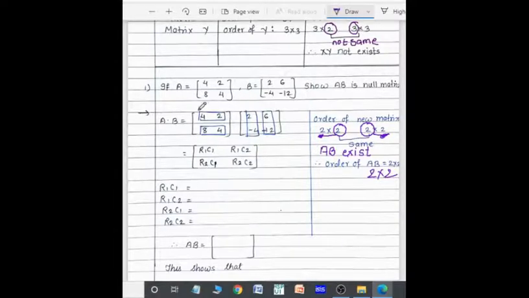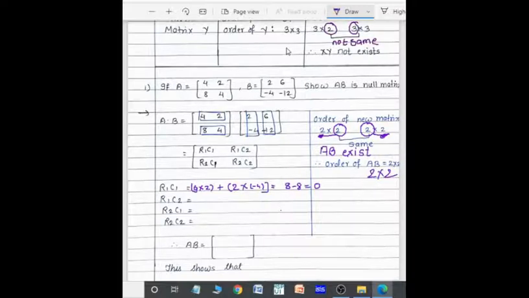For R1 C1, see, I have marked like this. In the first matrix, I have marked the rows, and in second matrix, I have marked the columns. In this way, we are going to multiply like this. See, first element into the first element plus second element into the second element. This is the answer for R1 C1. Let us write this. Now, 4 into 2 in bracket plus 2 into minus 4. Solve this. 8 minus 8 is equals to 0.